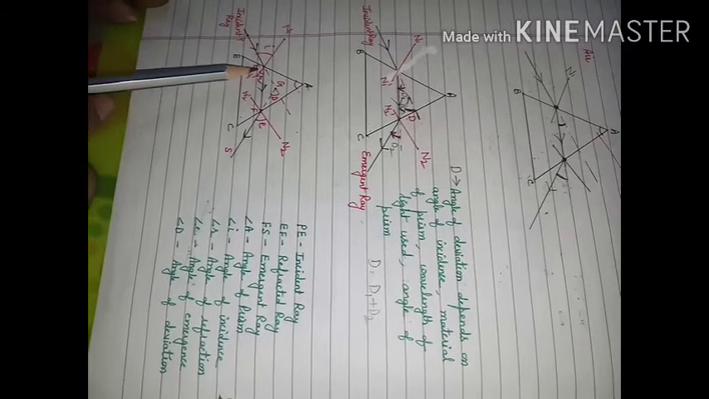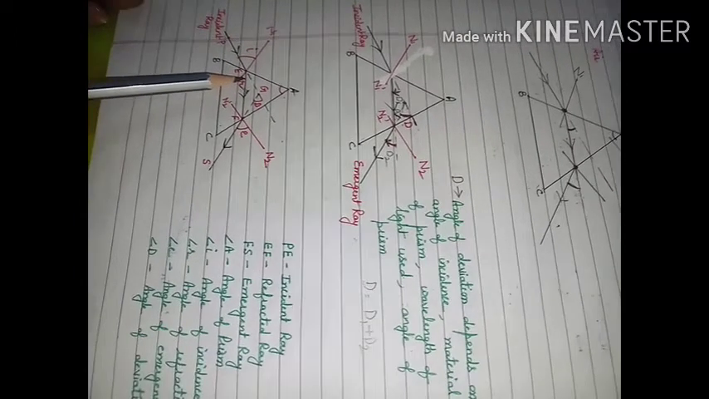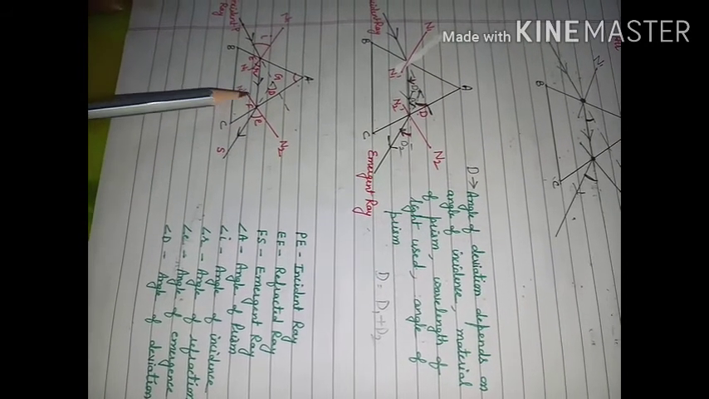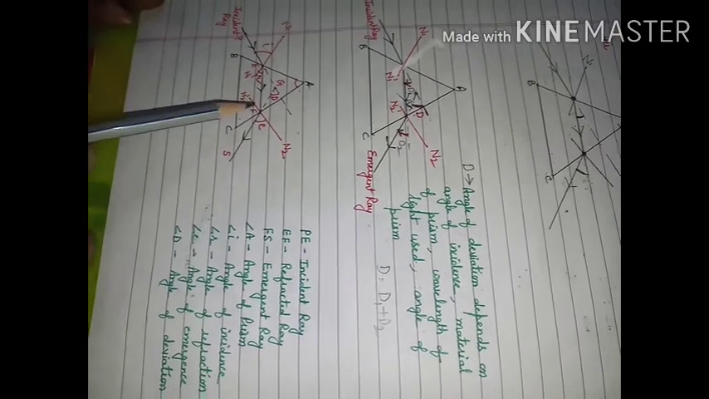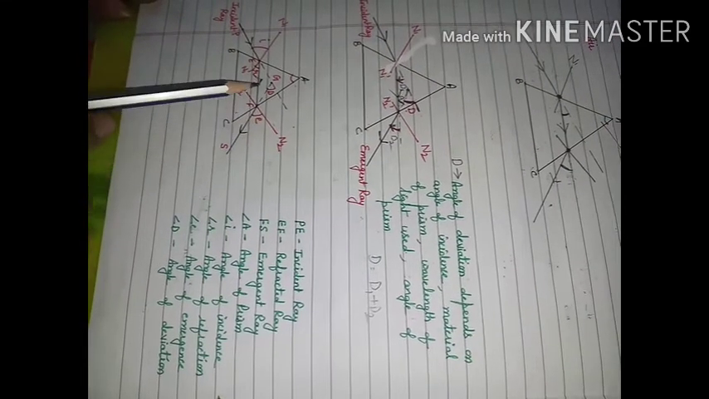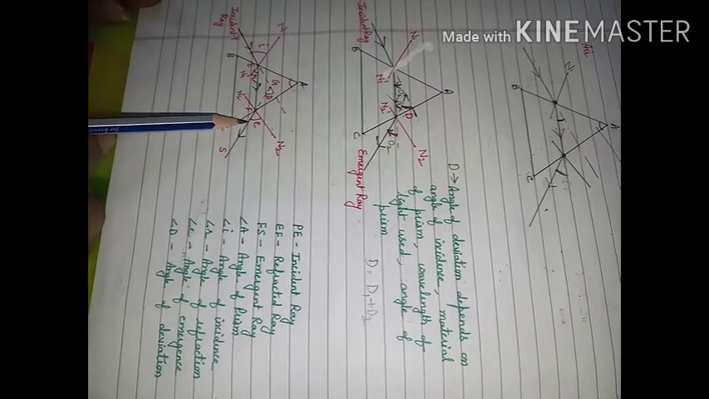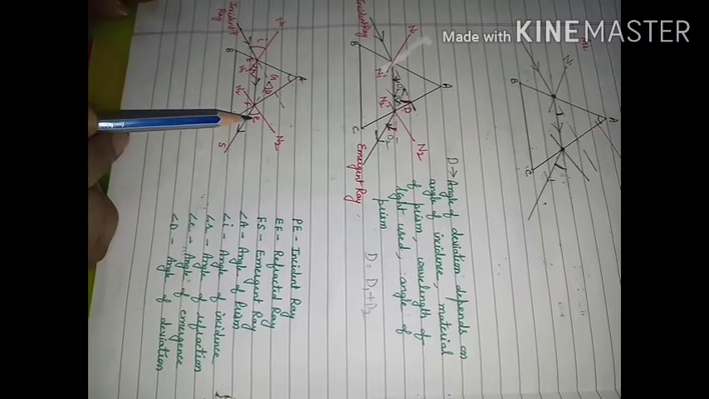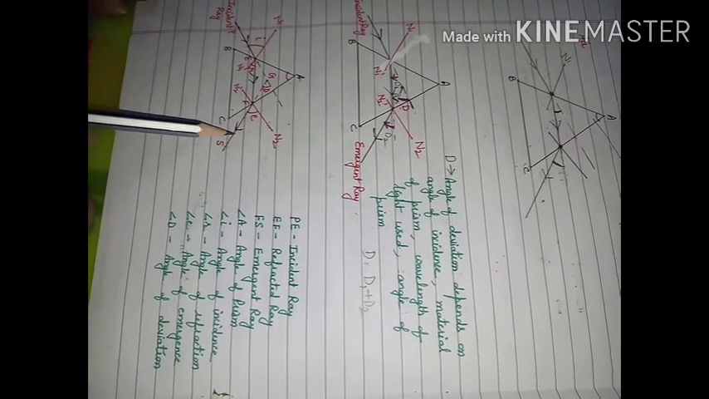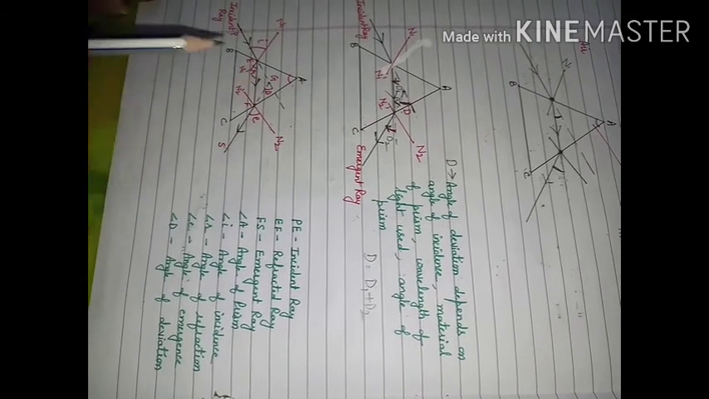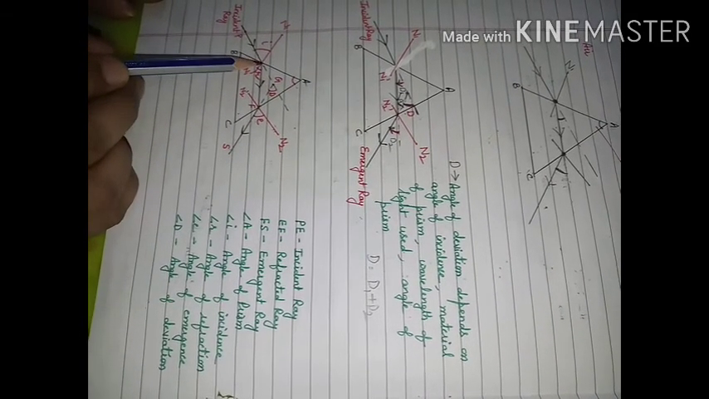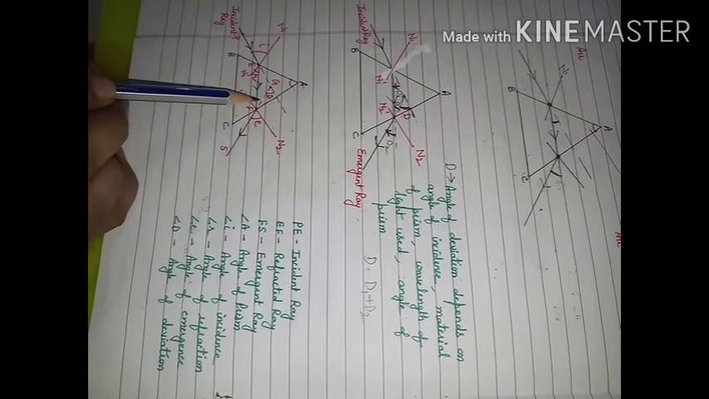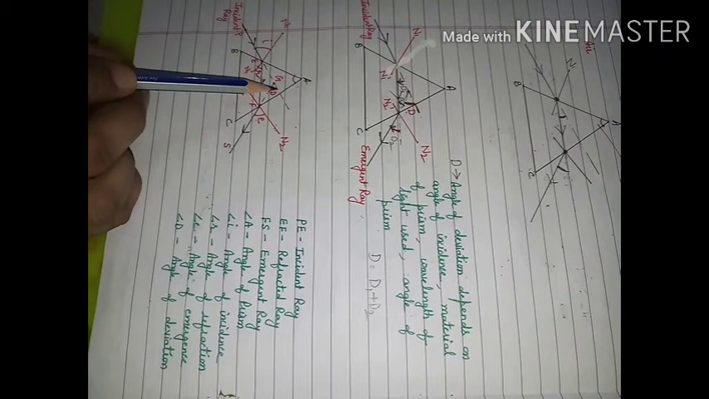It will move towards the normal. So this is the angle of refraction R. It will suffer a second refraction at this point. This is the normal at this point. It will move away from the normal as it is going from glass to air, from the denser to the rarer medium. The angle between the normal and the emergent ray is known as the angle of emergence. When you produce this emergent ray in the backward direction, then the angle between the actual path of the incident ray in the absence of the prism and this backward produced emergent ray will give you the angle of deviation.